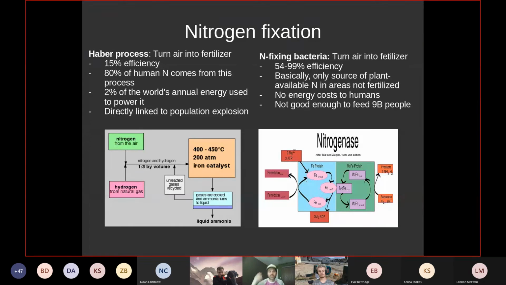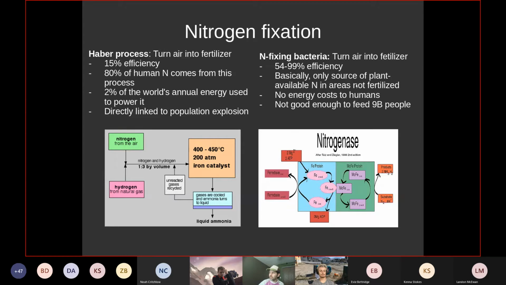We're not wearing out our soil as fast. We can just put this fertilizer into it. Okay, so you heat up a bunch of air at high pressure, really, really hot with an iron catalyst. You throw in your nitrogen from the air, some hydrogen from natural gas, and you can get liquid ammonia out of that. Bingo. So you made fertilizer out of air.